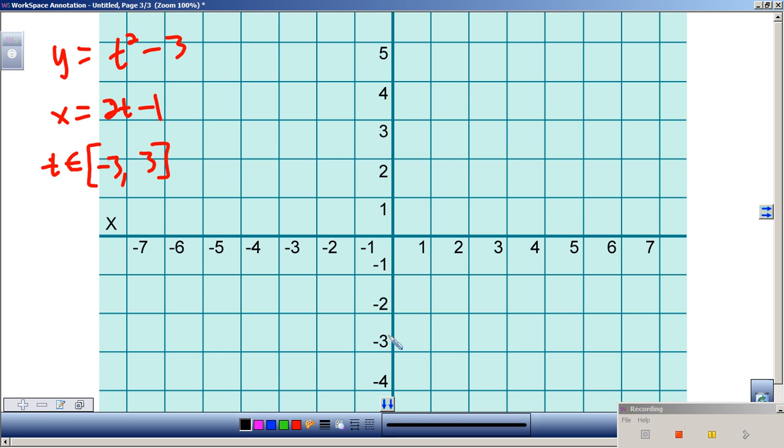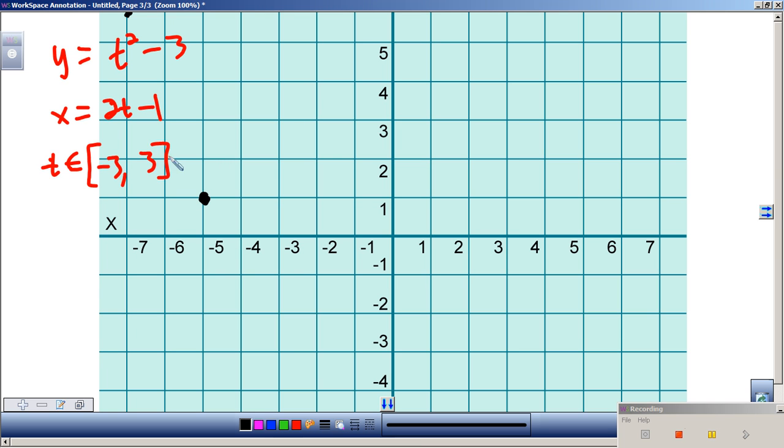If it doesn't specify, then you just assume it's every number, and you would need to put the arrows in continuing on, but also the direction arrows. So if I plug in -3, what do I get? -7, 6. The -7, 6 would be about right there. Okay, if I plug in -2, I get -5, 1. Everybody see where that came from?